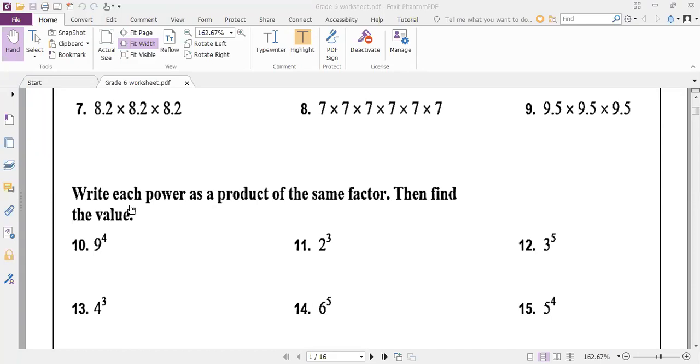The first 3, from 10 to 15, my friend. I will do the first 3. After that, I will do from 13 to 15. Okay.